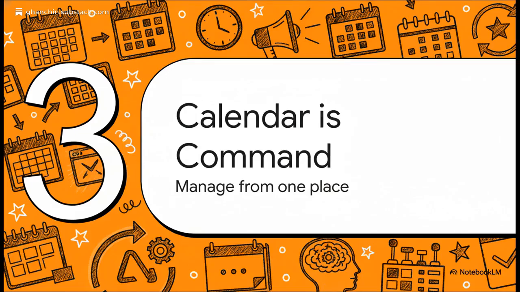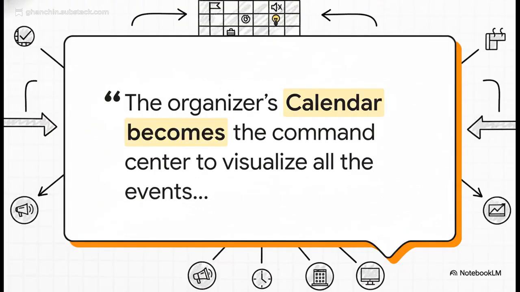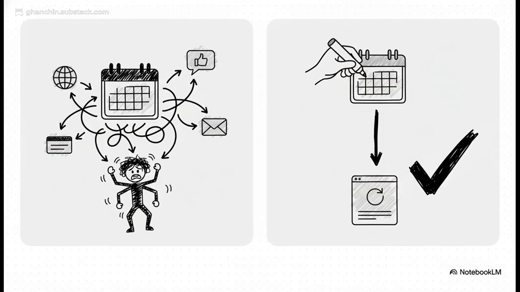Now, this all leads to a really powerful concept, and we're calling it Your Calendar is Command. And the idea is exactly what it sounds like. You manage the whole shebang without ever having to leave your calendar. The source material really nails it with this quote. The organizer's calendar becomes the command center to visualize all the events. Just think about that for a second. The one tool you probably have open all day long is now your command center for marketing all your events. That's a huge shift.